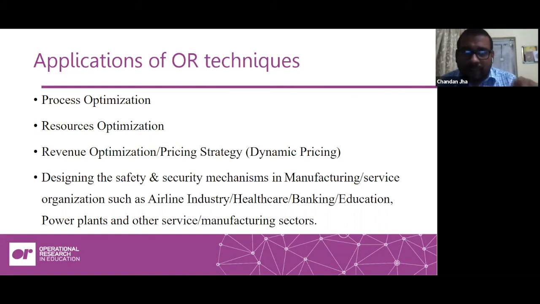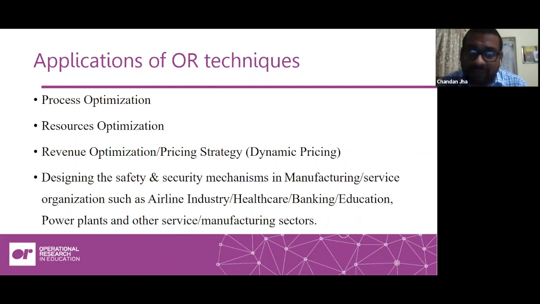Apart from that, revenue optimization, the pricing strategy that helps to boost revenue, works with the help of dynamic pricing. The price will change with respect to several factors, with respect to time, with respect to location. So it will not be constant; it will vary. That's why dynamic pricing helps to achieve the revenue maximization objective.